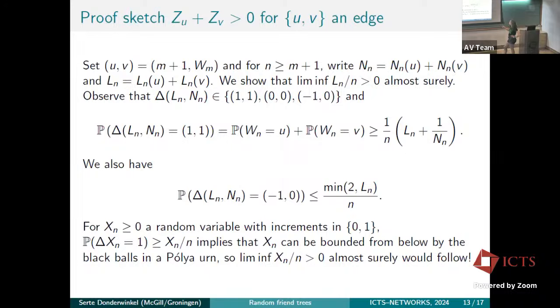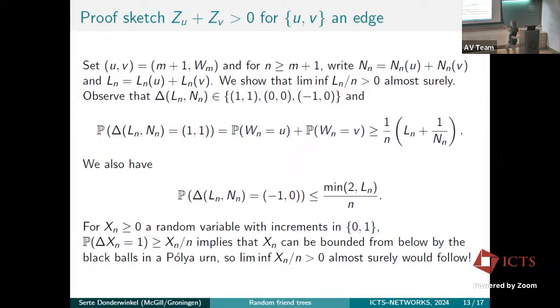So that reminds us a bit of Pólya urns, maybe. If we have a random variable that has increments in {0, 1}, and the probability of increasing is bounded from below by the value divided by n, then we can bound it from below by the black balls in the Pólya urn. So the limit infimum is larger than 0, almost surely. Seems that we're in business, but we have a problem because we can also decrease. So we need to work a bit harder to use this result.